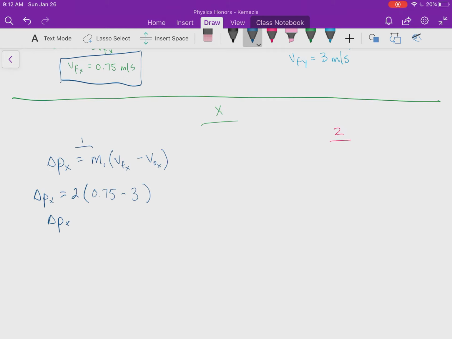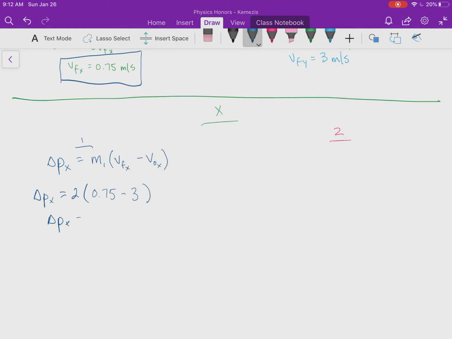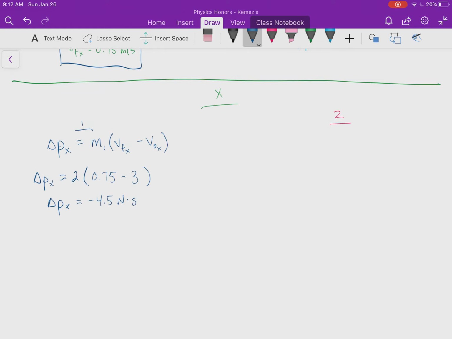So we have 0.75 minus 3, times 2. The change in momentum for the first object in the x direction is negative 4.5 Newton seconds, because that's impulse. You can also use kilogram meters per second, up to you. This object slowed down in the x direction, so that's why it has a negative impulse. Remember, having a negative impulse does not imply it is moving in the opposite direction. It just means that it is slowing down. It changed in the opposite direction of where it was moving.